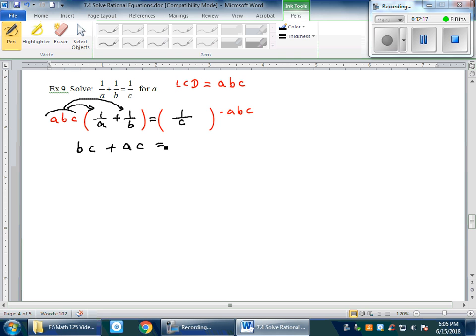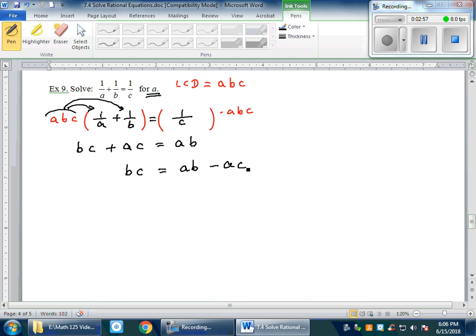Equal to, when I multiply on the right hand side, c and c cancel, so I'm left with ab. We are solving for the variable a, and I noticed that the variable a is on the left hand side and also the right hand side. So what we need to do is move all the terms that involve the variable a. In this case, I'm going to be subtracting ac from both sides.